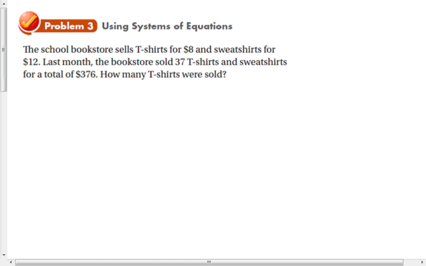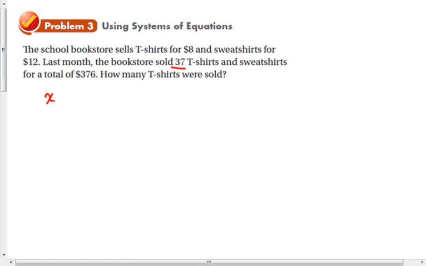All right, we can use substitution and systems of equations to solve problems, as long as we can write equations for the problems. So it says the school bookstore sells t-shirts for $8 and sweatshirts for $12. Last month, the bookstore sold 37 t-shirts and sweatshirts for a total of $376. How many t-shirts were sold? So there are 2 equations here somewhere. It says, last month, the bookstore sold 37 t-shirts and sweatshirts.